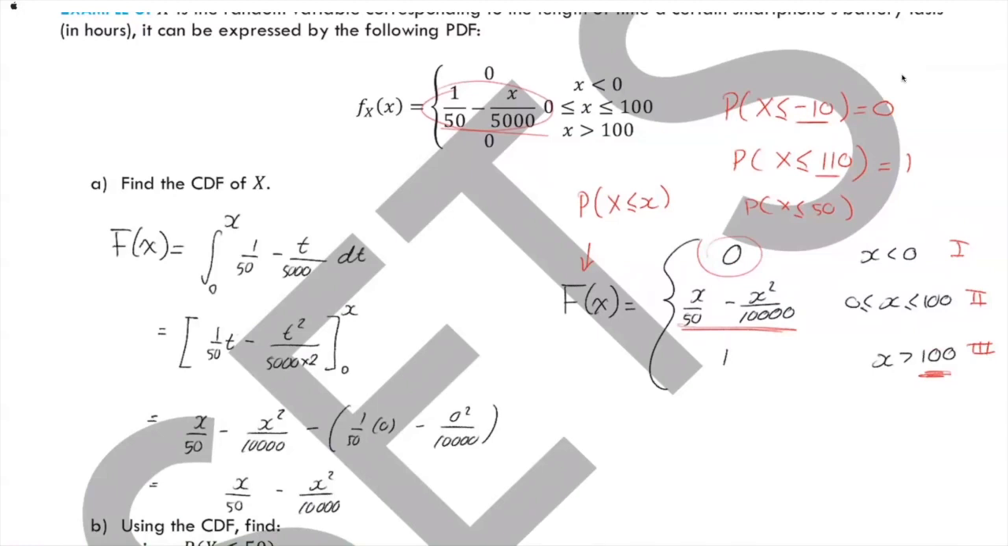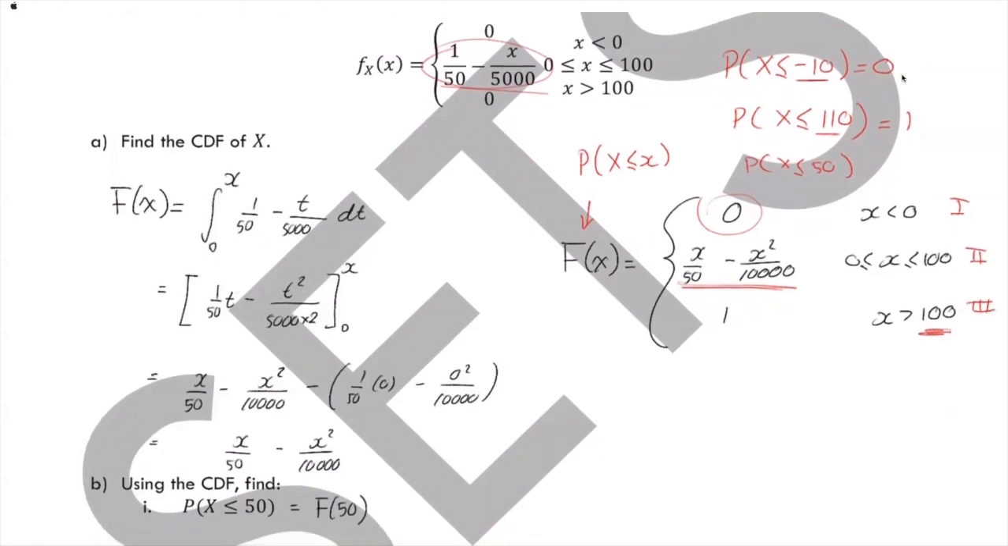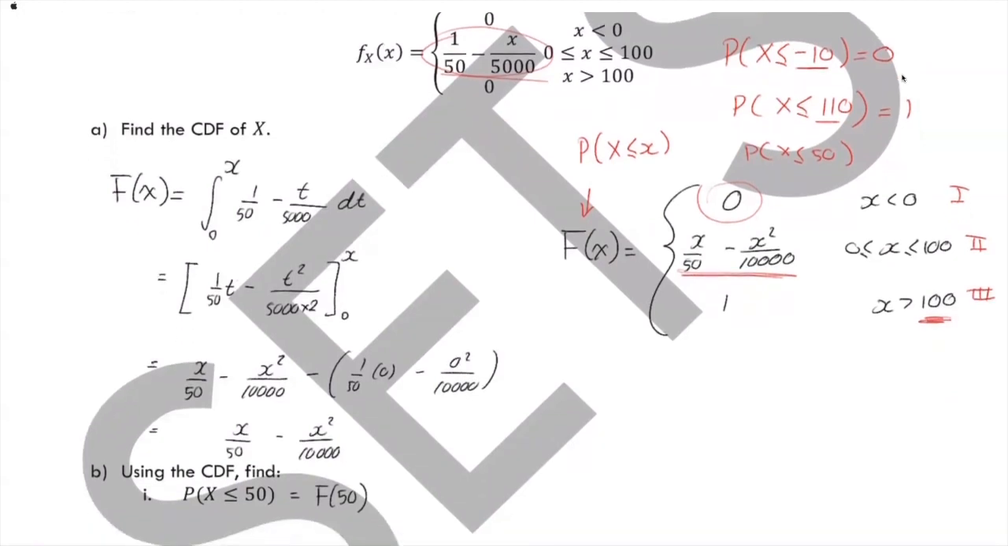Okay. So now using the CDF, see how good this is? You've integrated once. That's it. Now you can just rinse and repeat using this CDF. So now if you want to find the probability that x is less than or equal to 50, isn't that literally the definition of a CDF? This is just going to be capital F of 50. So you just sub in 50 into the CDF.